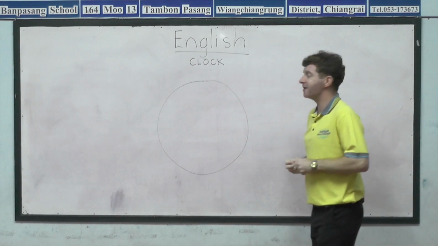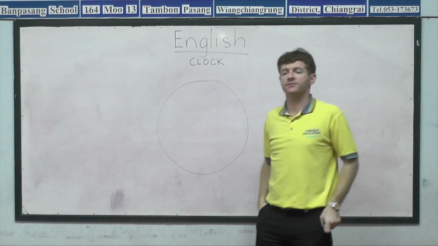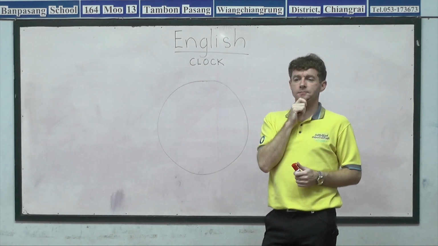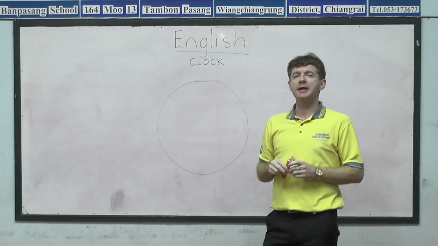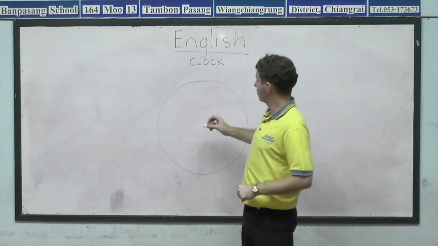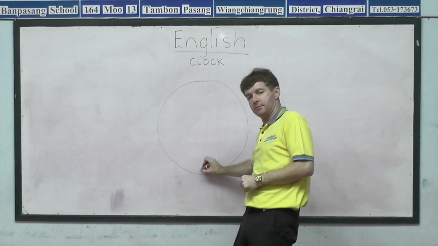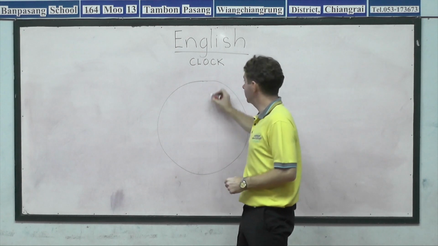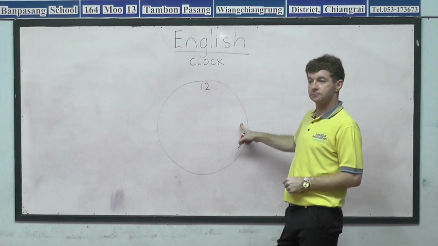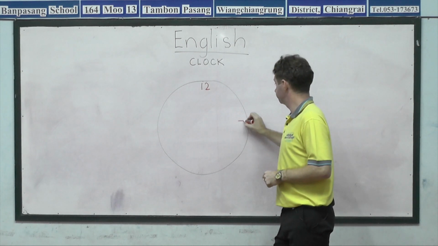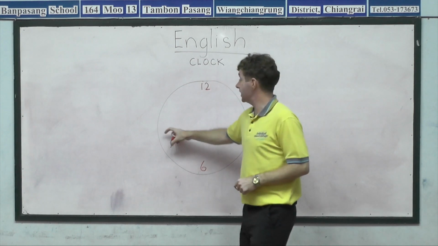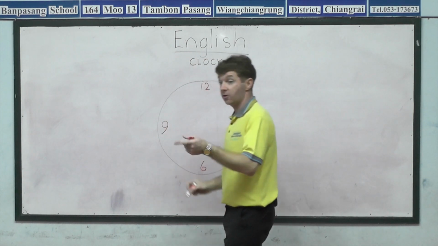So let's see, we have our clock face. Now what do we need? We need numbers. What do the numbers represent? Hours. How many hours on a clock face? 12. Okay. So where shall I write 12? On top, okay. 12. What shall I write here? 3, 6, 9. And then what we can do, we can fill in the gaps.